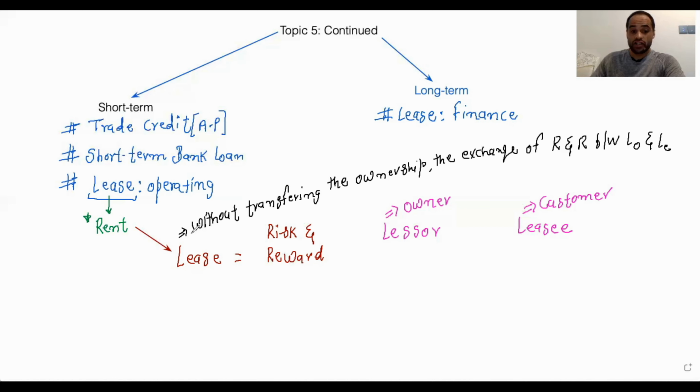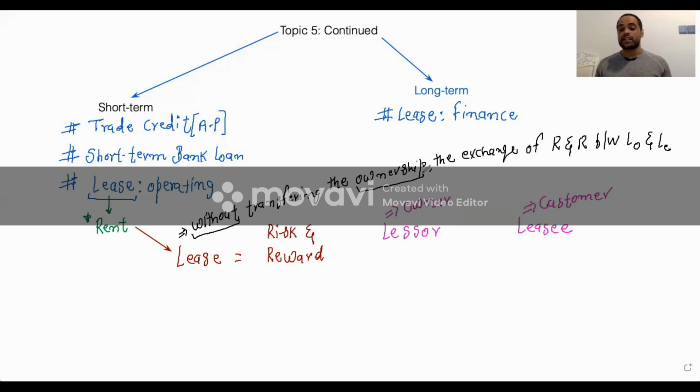Without transferring ownership. Without ownership means under lease, lessee, who is a customer, never becomes the owner. Now, what does it mean, owner? Owner means the tenant or the customer or lessee cannot sell this asset. All right. Lessee does not have the right to sell the asset because it doesn't have ownership. If you want to sell the asset, of course, you have to be owner of the asset, right? So without transferring the ownership, when you exchange risk and reward between lessor and lessee, that's called the lease.